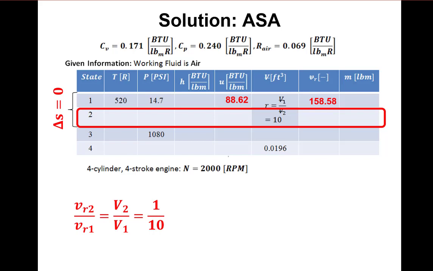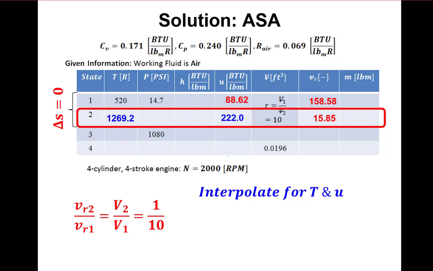So if V2 is 10 times less than V1, then VR2 is also 10 times less than VR1. So now I can put a value in for VR2. And the nice thing about table A22 is once I know either the temperature or VR, then I can fix the state. So now, just like we did in the second leg of that first example, we're going to use table A22 to interpolate, but now we're going to use VR instead of the temperature. We're going to start at VR, and use that to pick off the temperature and the specific internal energy for state 2.